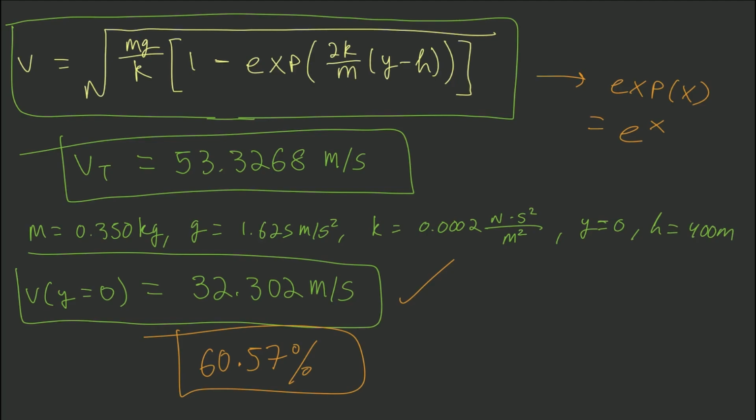Because remember, we can't use any values that are greater than the terminal velocity, but we can use all the values that are less than the terminal velocity. We compare this 32.302 meters per second that the object is traveling at when it hits the ground to the terminal velocity, or the maximum theoretical speed, being 53.3268 meters per second. We'll see that when the object hits the ground, it's traveling at approximately 60.57% of its maximum theoretical speed, which means the object has quite a bit more room to grow in terms of speed, and it hit the ground relatively prematurely. It could have picked up quite a bit more velocity if it had more h to travel.